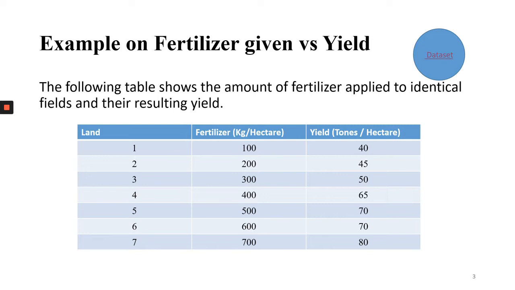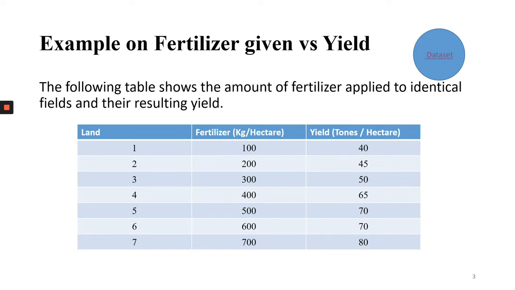For example, your company or organization wants to know the yield for 800 kilograms. That is not measured here. Or your company wants you to get the harvest for 1000 kilograms applied to land number 8 or 9. That is not given here. So you have to calculate, predict, forecast that value. That is what we are going to do using simple linear regression, right?